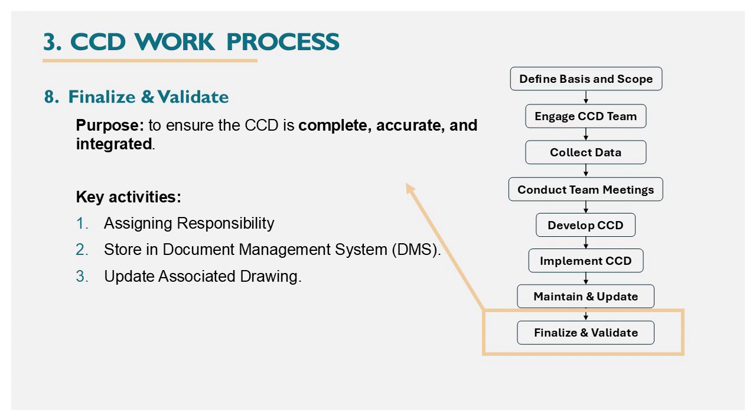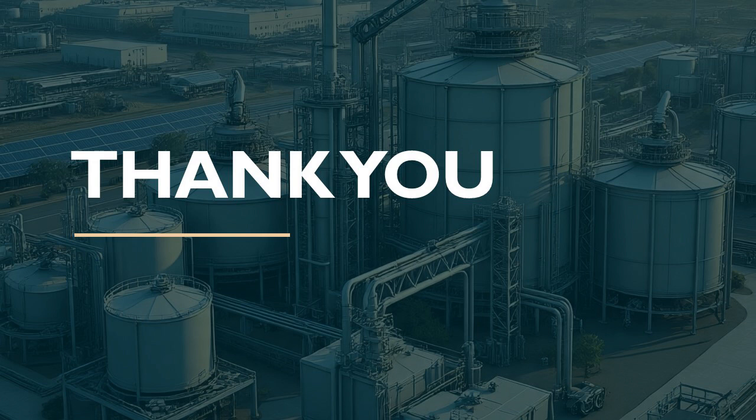Activity number 2 is to store all record-keeping data in the Document Management System, DMS. Upload CCD to a controlled DMS, such as SharePoint or SAP DMS. Apply metadata: unit name, revision, effective date. Set permissions: read-only for most, edit rights for the CCD owner. Activity number 3 is to update associated drawings. Ensure CMDs, P&IDs, and other drawings match CCD content since they are primary references for operations and maintenance.